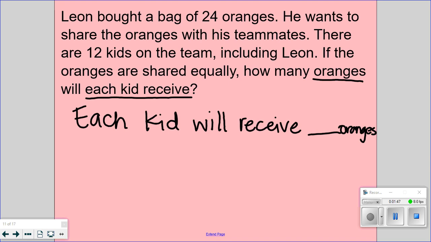So we're counting oranges. That's the thing that we're counting. So far, so good? Let's make a bar model. We haven't done one of these yet.